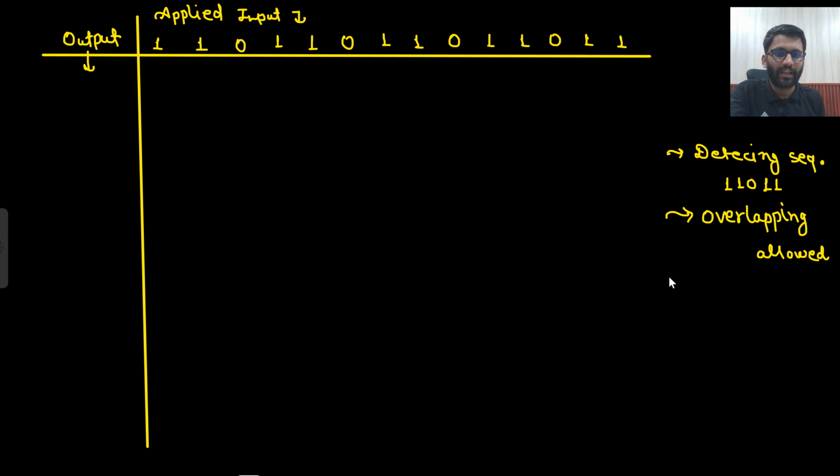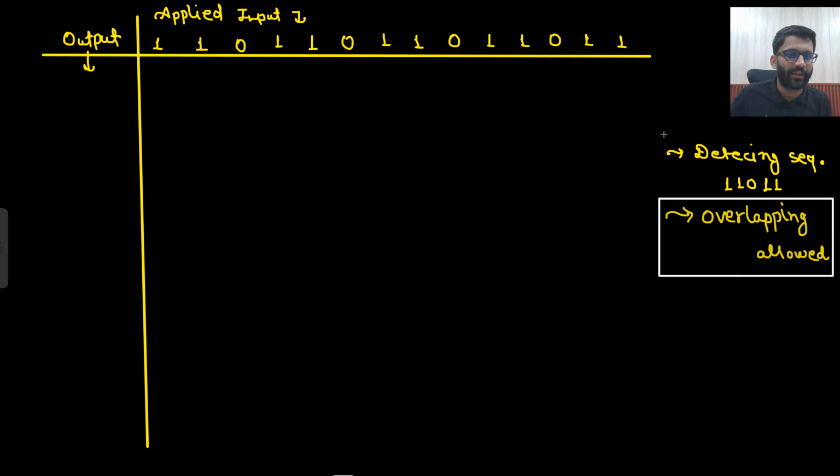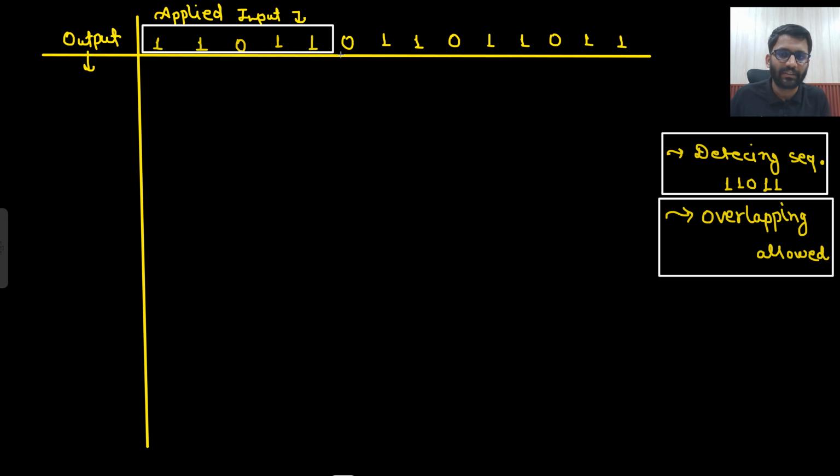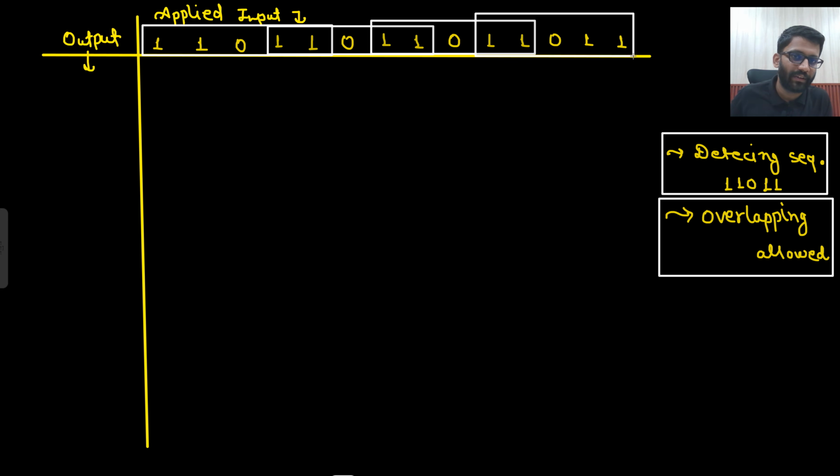If overlapping was allowed, what would be the scene? With overlapping allowed, for the same sequence I need to detect, first it will detect this sequence 11011. Then again you can see 11011. Then again 11011. Then again here 11011. So 4 times your output will be high.